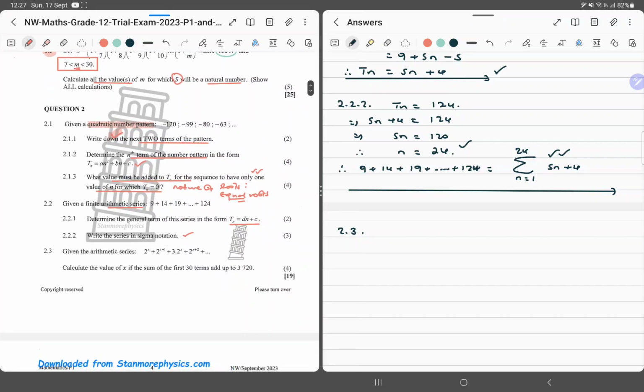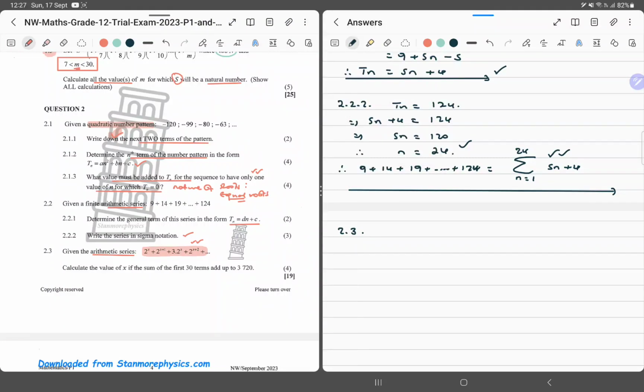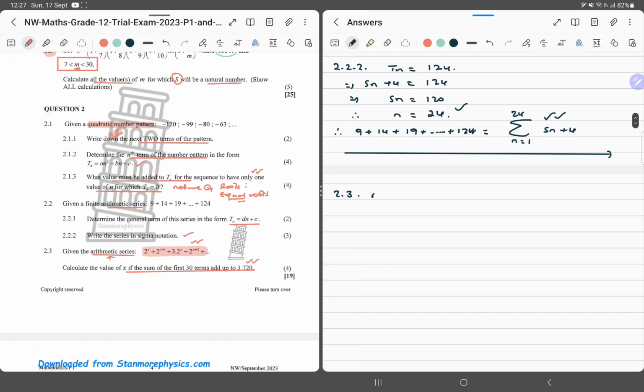2.3 says, given the arithmetic series. Now, can you see here there's a little bit of exponents, so they're making this one a higher order question, but it's actually nothing. It's not what you would really cry about. It says now calculate the value of x if the sum of the first 30 terms add up to 3,720. So this is not a big deal. If they're already telling us this is an AS, we know that a here, the first term, is going to be 2 to exponent x.